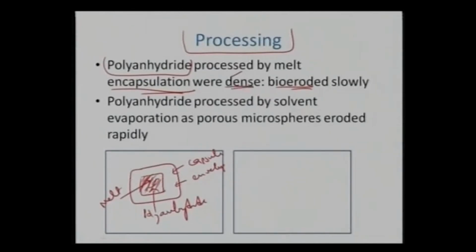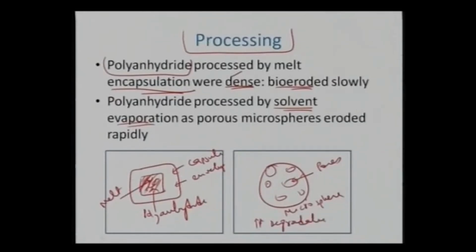So we have a dense structure, and the same polyanhydride made by solvent evaporation will result in a kind of microsphere, but this microsphere has many internal pores. So we have pores, this is a kind of microsphere. This one will degrade at a much more rapid rate. So very rapid degradation of this microsphere prepared by solvent evaporation, whereas for this one the degradation rate is much slower, because this is very dense.